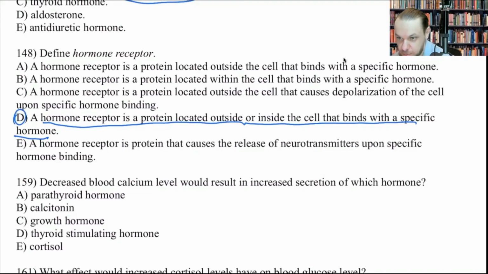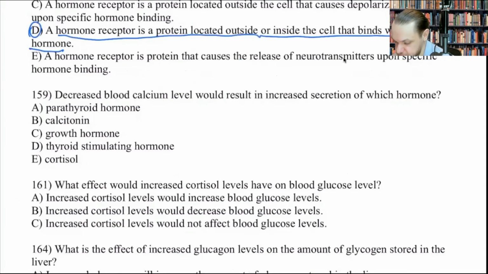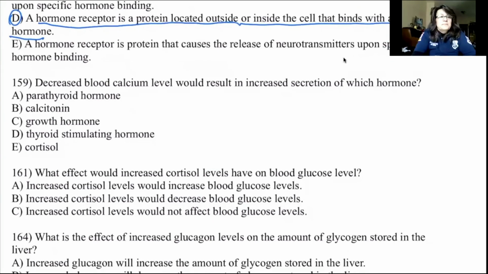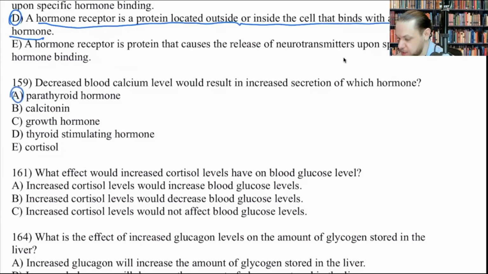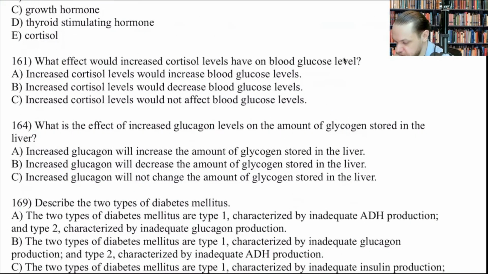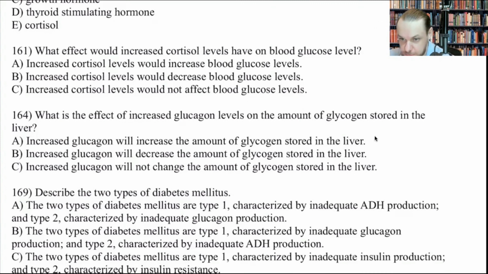Okay. Thank you. Brian for 159. Decreased blood calcium level would result in increased secretion of which hormone? A, parathyroid hormone? Yeah, that is correct. So with low calcium, parathyroid hormone is secreted to mobilize bone reserves in order to get your calcium, also less secretion in the kidneys. So good.